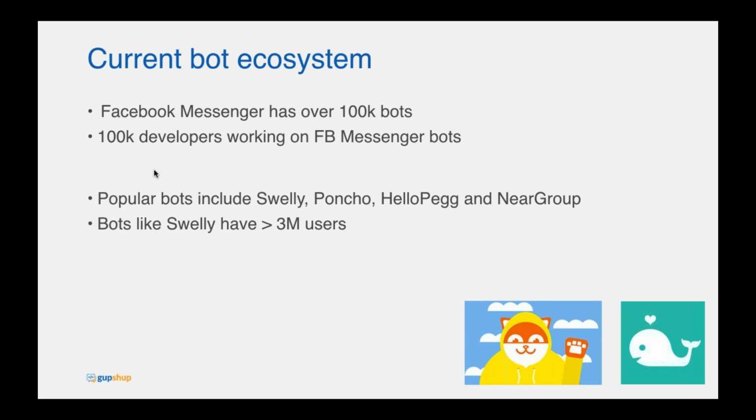I'm sure all of you have interacted with a few bots. The popular ones are, of course, Swelly, HiPoncho, HelloPeg, and Neo Group. You can see the logos of a couple of them at the bottom. Bots like Swelly say that they have more than 3 million users, which is a huge amount considering that the ecosystem is so new.